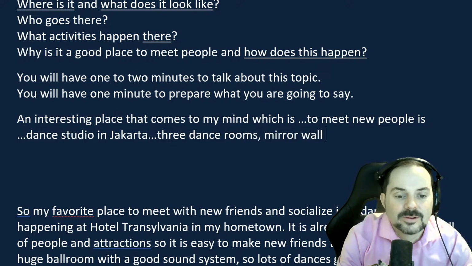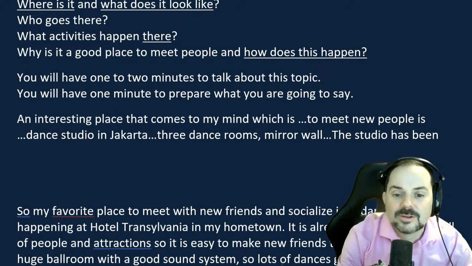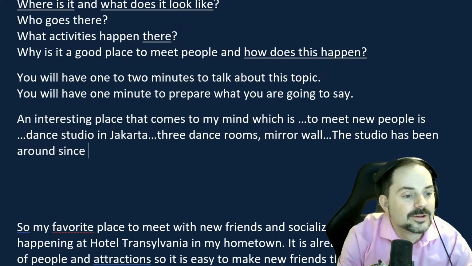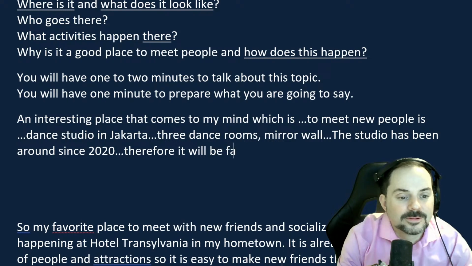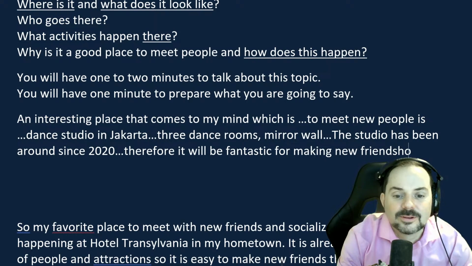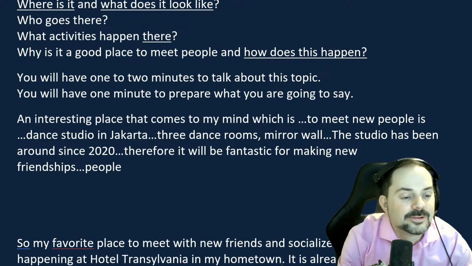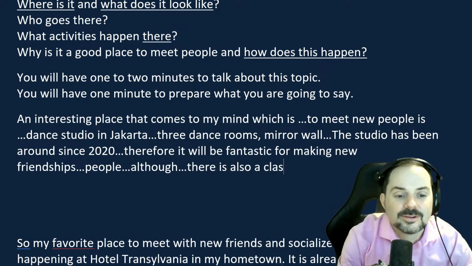The studio has been around since 2020 and produced many good stars. One of them is Ken Lang, who was the finalist of Asia's Got Talent last year. Therefore, it would be fantastic for making new friendship and networking because the studio is filled with energetic, healthy, and very talented people. It will boost people's confidence and dance skill on the right hand. People from all ages can join the dance class as long as they have passion and commitment to learn. Although most of the students are teenagers and adults, there is also a class for elders, such as slow couple dance, which my parents have taken.